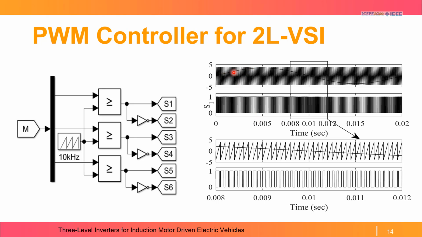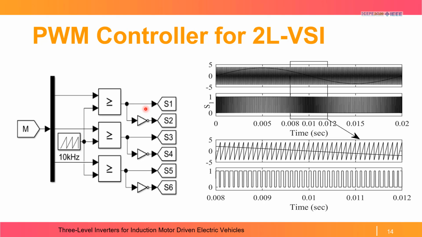In this figure, phase A of the modulating wave is shown, and this phase A is compared with the carrier wave of 10 kHz. The zoomed view is here for more clarity. When this modulating wave is greater than the carrier wave, it generates a high signal, and when it is less than the carrier wave, it generates a low signal.